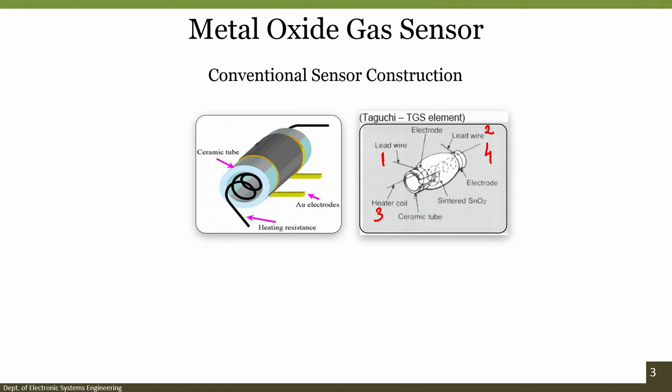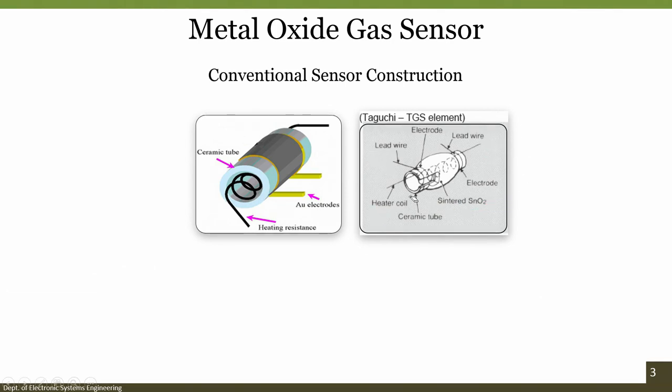Now, there is a ceramic tube, and within the ceramic tube there is sintered tin oxide. Why is it called metal oxide? Because this is tin, this is indium, this is zinc, this is tungsten. If I want to have metal oxide, then I will have tin oxide, indium oxide, zinc oxide, tungsten oxide, alright. So, this is how metal oxide semiconductors are used as sensing material. We use a metal oxide semiconductor as a sensing material in the sensor, while you require a heater to increase the sensitivity. You will see why a heater is needed and how it helps in increasing the sensitivity in a few slides.